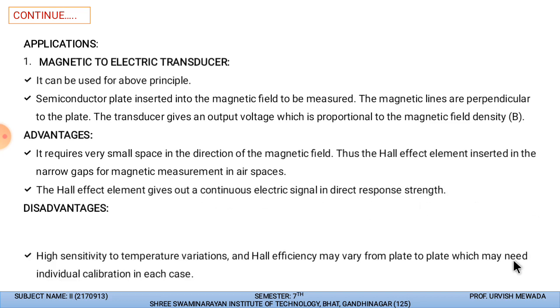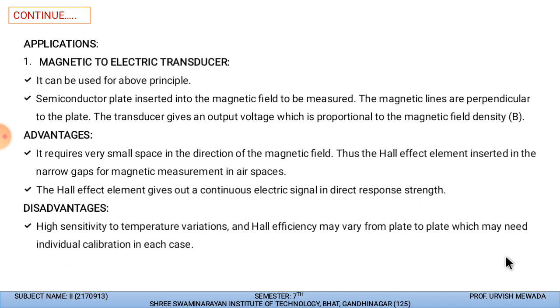The disadvantage of this application is high sensitivity to temperature variation, and the Hall efficiency may vary from plate to plate, which may need individual calibration in each case.